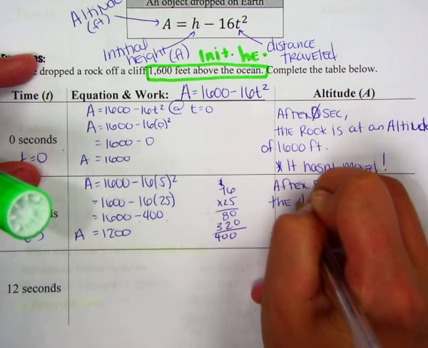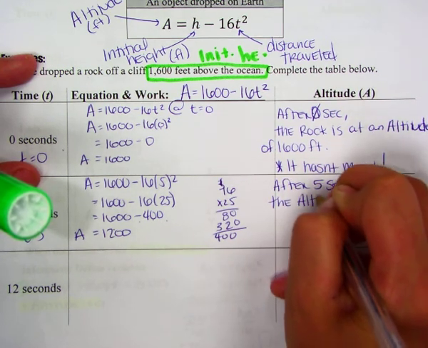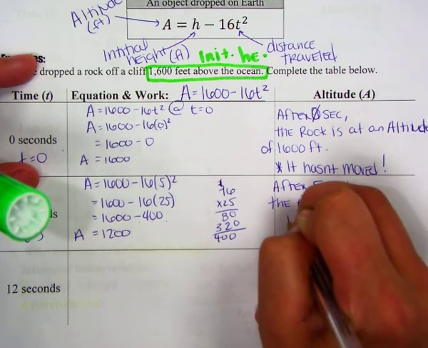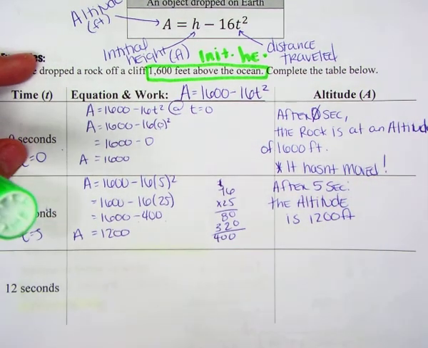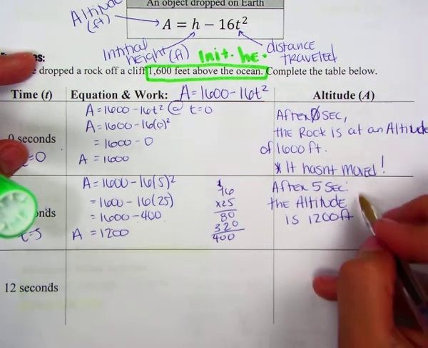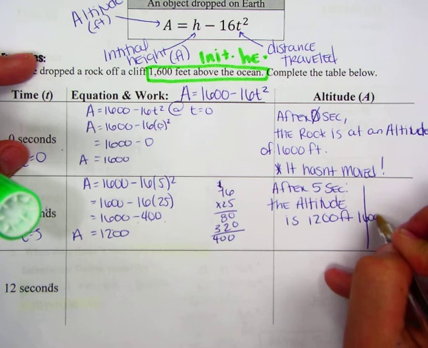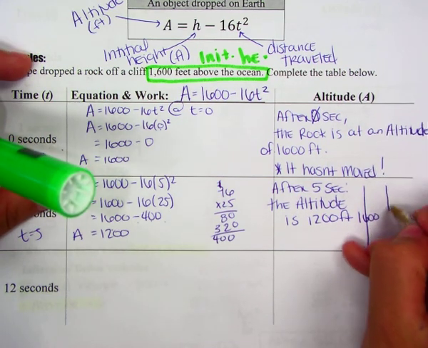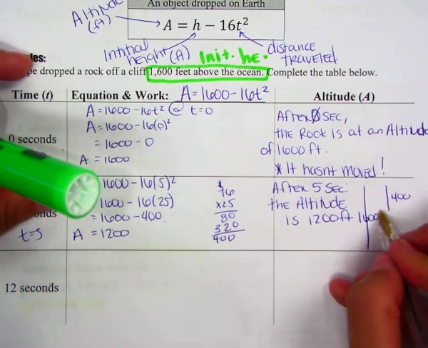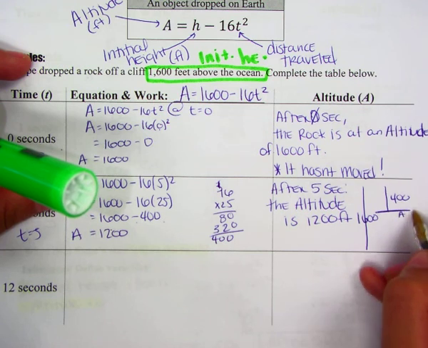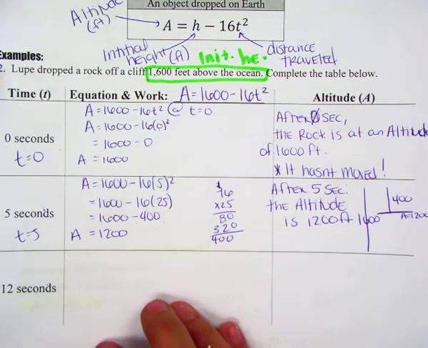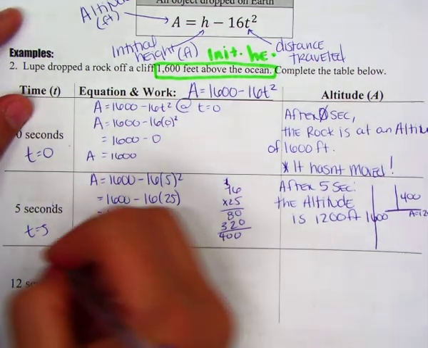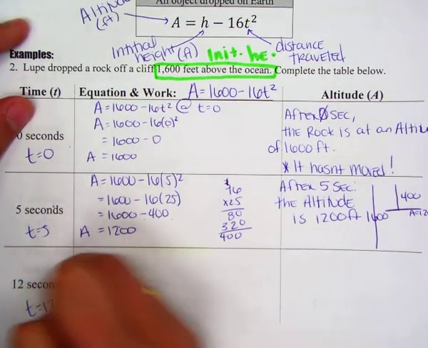So after 5 seconds, the altitude is 1,200 feet. So it started at 1,600. It fell 400, which means it's at a new altitude of 1,200. Cool. All right, T equals 12.